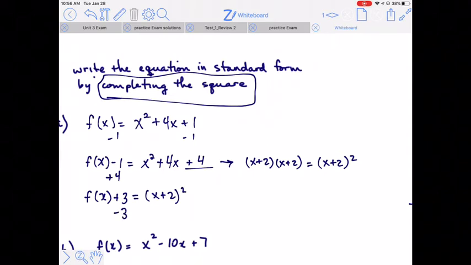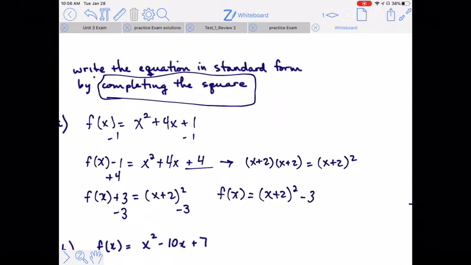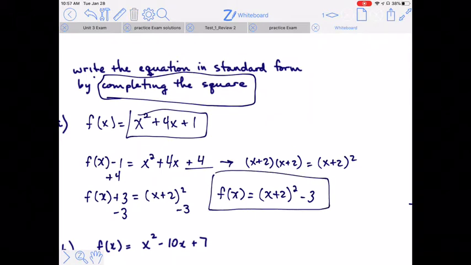And if I move the 3 back over, I have the equation. It's the same function that I started with, but rather than looking at the general form here, we're looking at the standard form here. These are both equivalent to each other, just in different forms. And looking at it in standard form, we can identify the vertex as -2, -3.